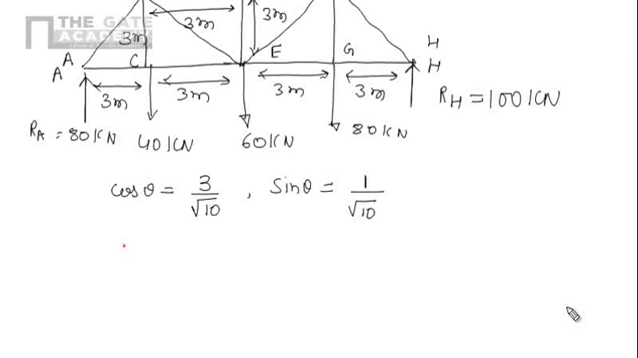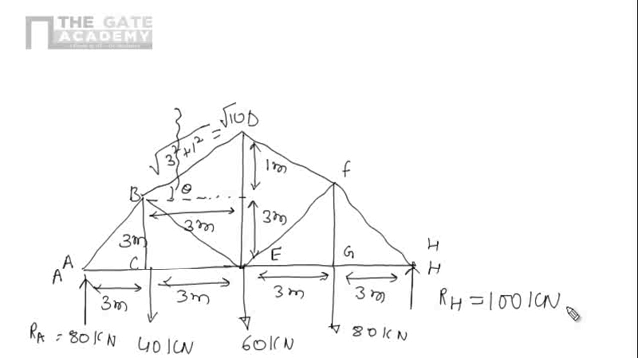Now let's cut the section. Here I am cutting the section. This way I am cutting the section. And after cutting the section means how we can cut the section. First, the section should pass through 3 or less than 3 members. So here only 3 members are there, BD, BE and CE. And these members are our desired members where we have to find out the forces. So we are cutting according to our definition. We can cut the section like that, which will pass through 3 or less than 3 members.